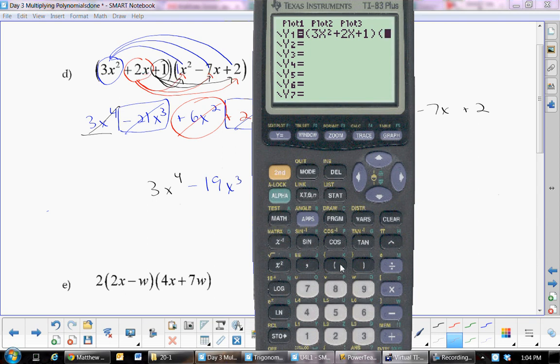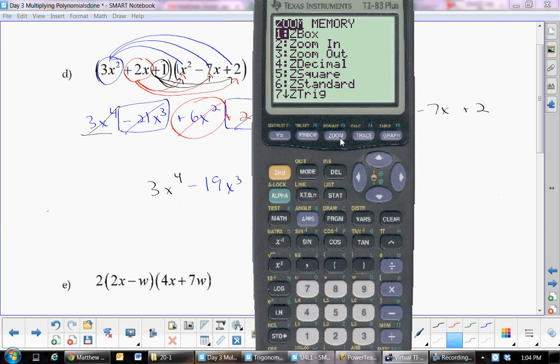You can put 1x squared minus 7x plus 2. Now you can use the exponent button over the division sign, or you can use just the squared button. They both mean the same thing. Double check, 3x squared plus 2x plus 1. And then hit zoom. Zoom is right here. And then hit 6, which is standard. So we're all in the same graph.